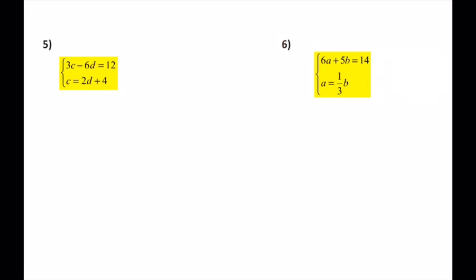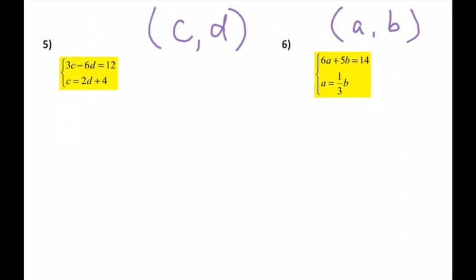Okay, the last two like this that we're going to do, we're using different variables, because sometimes you see different variables, so instead of x and y, here we're using c and d. The way we write the ordered pair is in alphabetical order. So we're going to write c first and then d, or a first and then b. When you have different variables, just write it in that order and that will be fine. So go ahead and write down the problems and solve for c and d, and then for a and b, and then we'll see if you do it right.